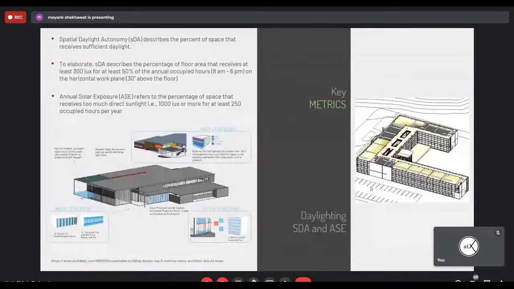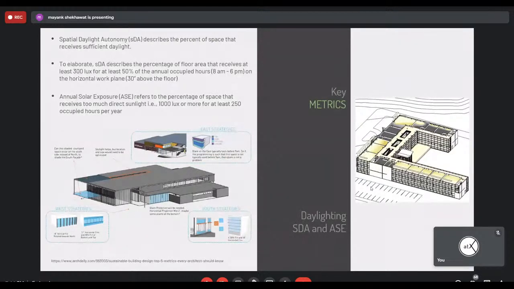And to support that, research highlights that access to daylight benefits the health, happiness, and productivity of building occupants. Now, to become a little more specific about it, spatial daylight autonomy describes the percentage of floor area that receives at least 300 lux for at least 50% of the annual occupied hours. That's usually between 8 a.m. and 6 p.m. on the horizontal plane. That's 30 inches above the floor. So that's roughly your table height.